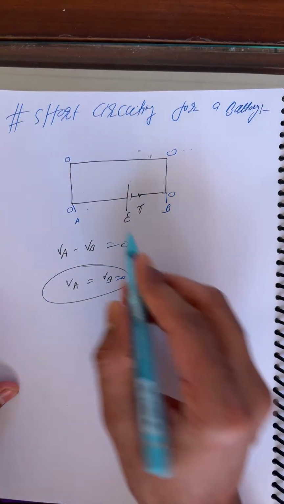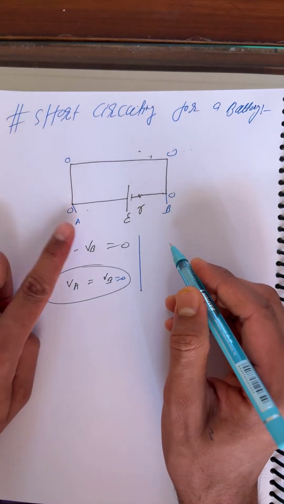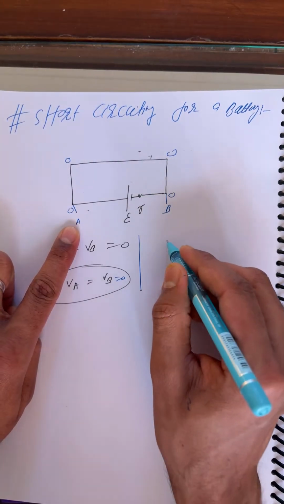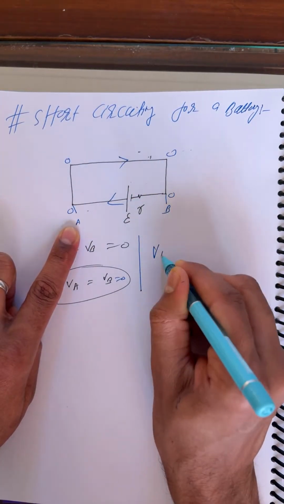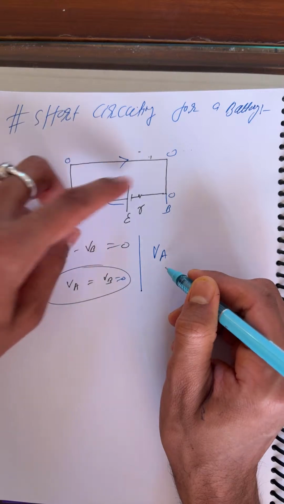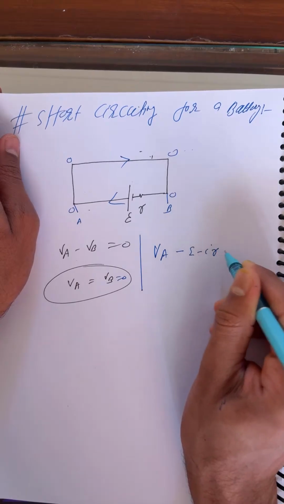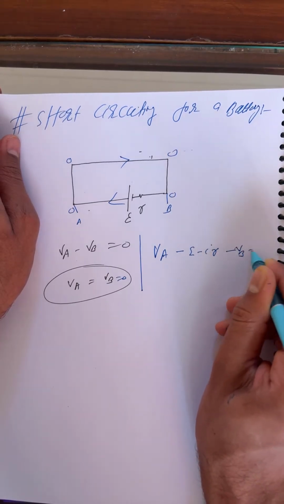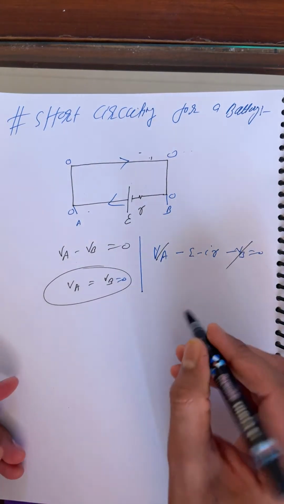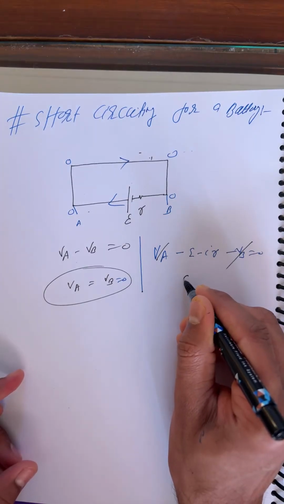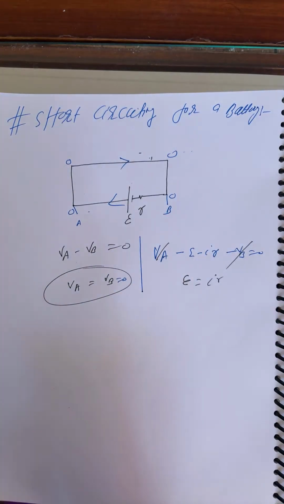Now let us apply the potential difference for the entire circuit. This is VA, which is positive here. The current flows like this. So VA minus IR minus VB is equal to 0. We just proved that VA and VB are both 0. So finally, E is equal to IR.